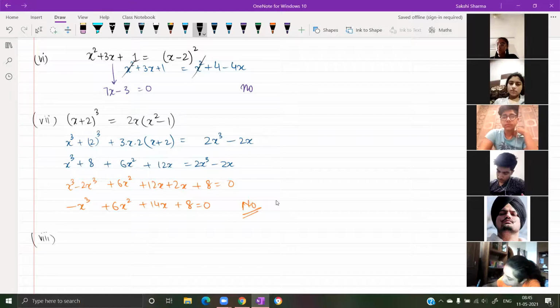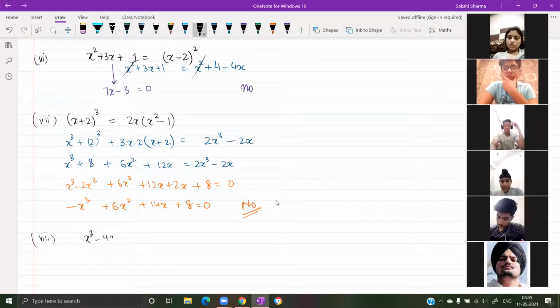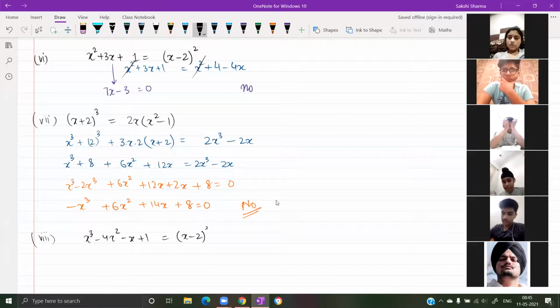Last part, we have x cube minus 4x square minus x plus 1 equals (x minus 2) whole cube. Expand the cube and then solve.